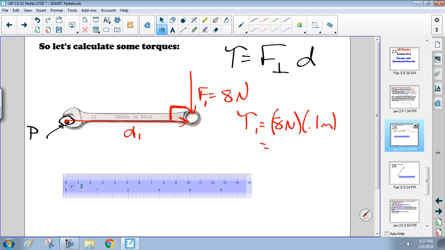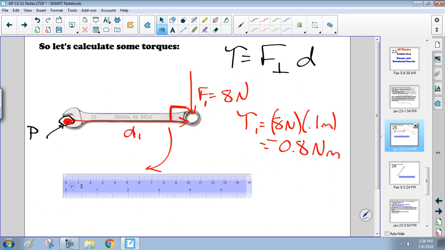And so our torque here is 0.8 newton meters. And then the direction we're just going to keep track of as being either clockwise or counterclockwise. So you can see with this pivot point, this is going to cause the wrench to rotate that way, which is clockwise. So this torque is actually negative. Okay?